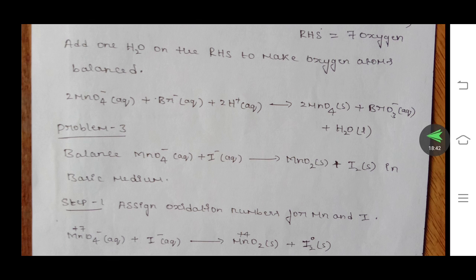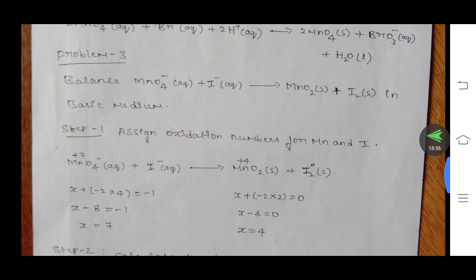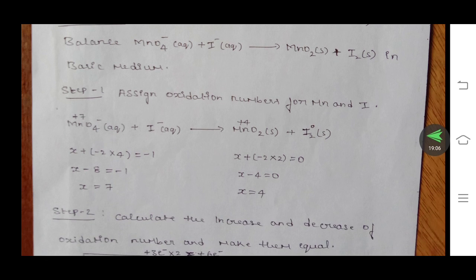Now we'll go to the third problem. Balance MnO4 minus plus I minus gives MnO2 plus I2. This is in basic medium. Step 1, assign oxidation numbers for Mn and iodine. First, what you have to do is find out the oxidation number for manganese.